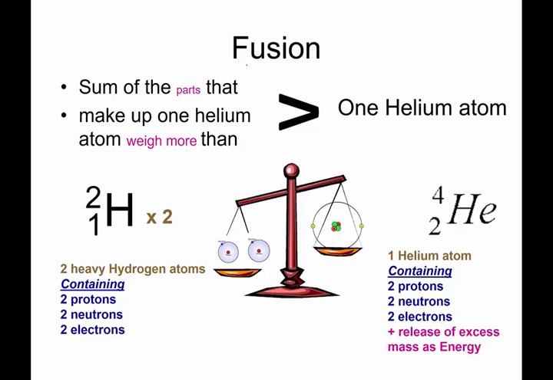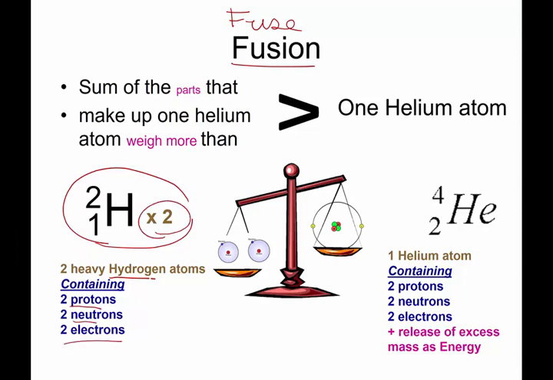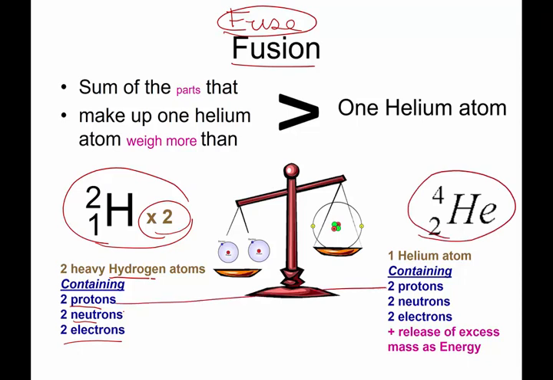In nuclear fusion, here's the sort of thing that happens. We fuse or glue together small atoms like hydrogen. And if you take a couple hydrogen atoms, and we're talking for an example here of heavy hydrogen, a heavy hydrogen atom is actually going to contain 2 protons, 2 neutrons, and 2 electrons if we have 2 of them. And if we take 2 of those and we fuse them together, what you're going to end up with is a helium atom. Now the helium atom is going to contain 2 protons, 2 neutrons, and 2 electrons.